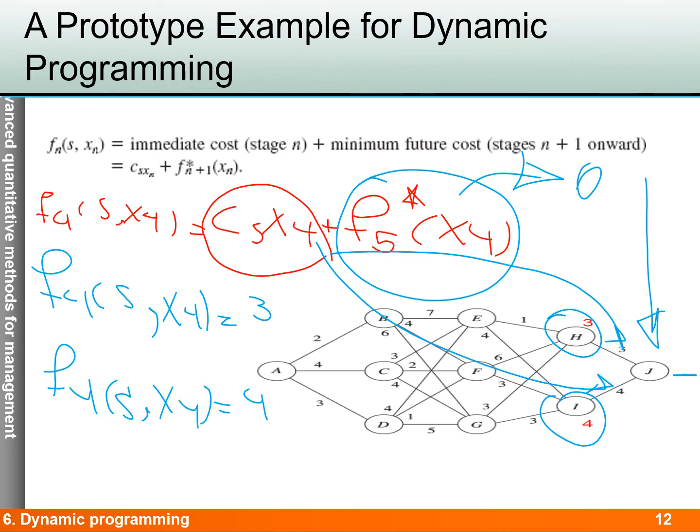So finally, based on the formulas that we have, this F4*(S), in this example, will be 3, the minimum of 3 and 4. But in the next slides, we complete all the solution.